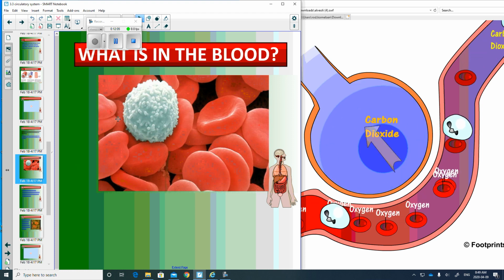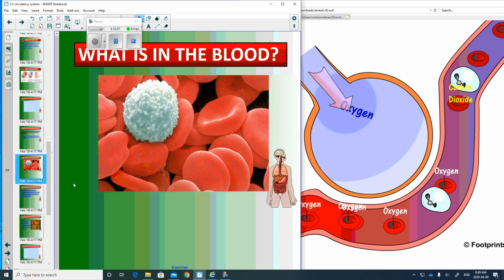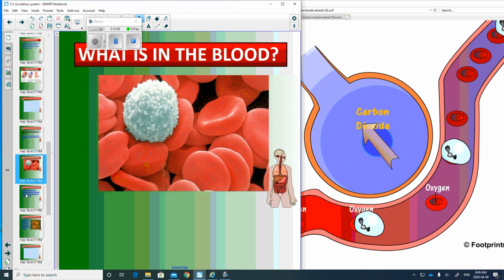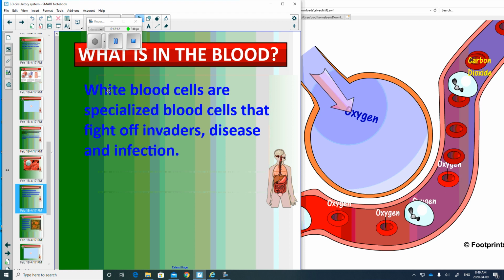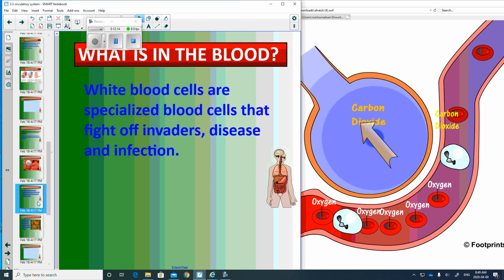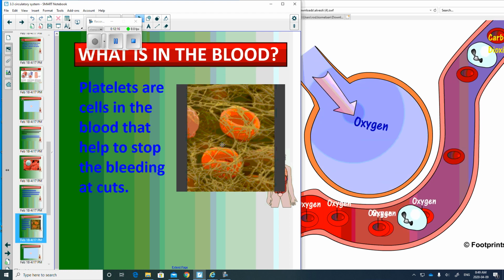So that's the white blood cells. Normally, they do their job by showing up at the scene and eating the virus. That's usually how they work. White blood cells are specialized cells that fight off invaders, disease, and infection.